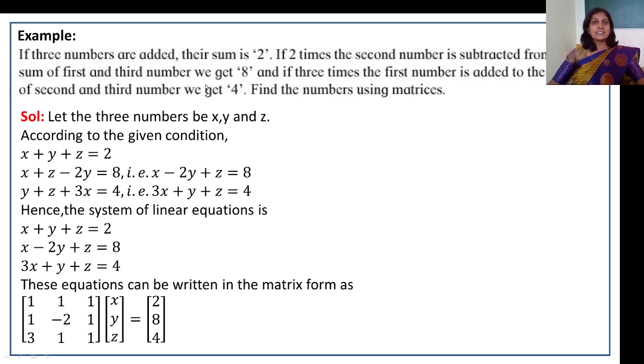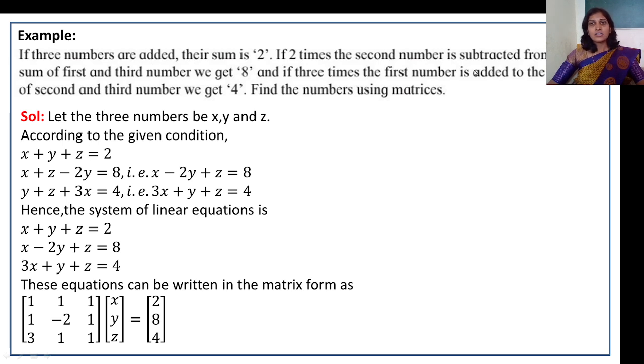Firstly, we write this information into linear equation form. Suppose these three numbers are x, y, z. So according to given condition, three numbers are added. So its addition is 2. So this is our first equation. X plus y plus z is equal to 2. Now, 2 times second number, that is 2y, is subtracted from addition of first and third. So x plus z minus 2y is equal to 8. We rearrange this. So we have x minus 2y plus z is equal to 8.